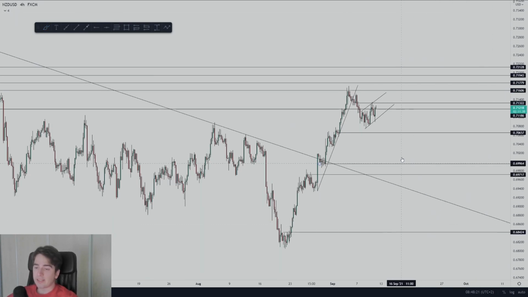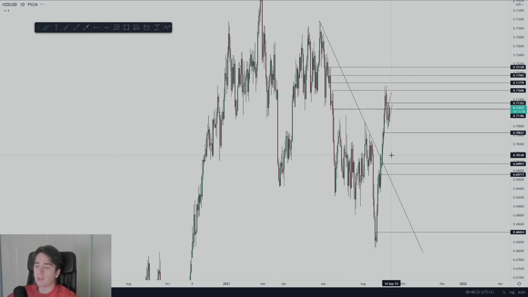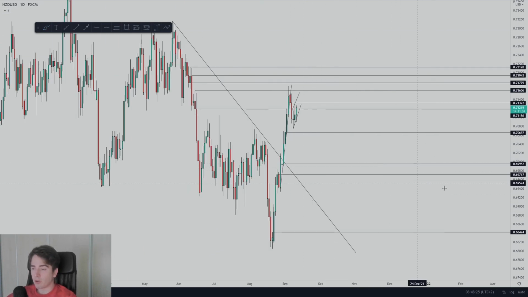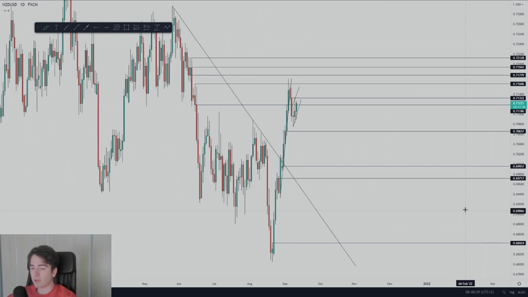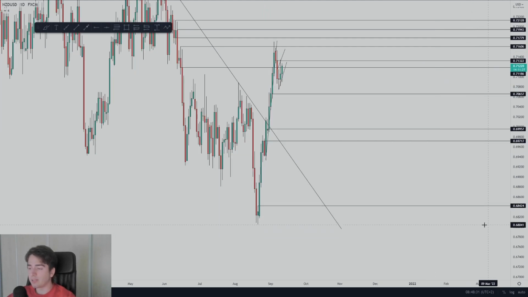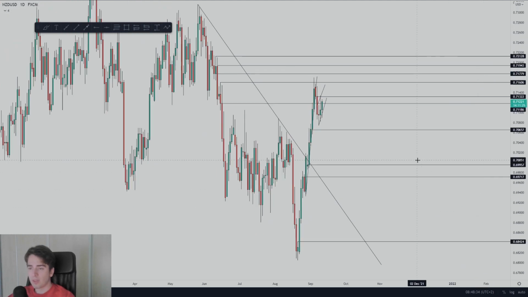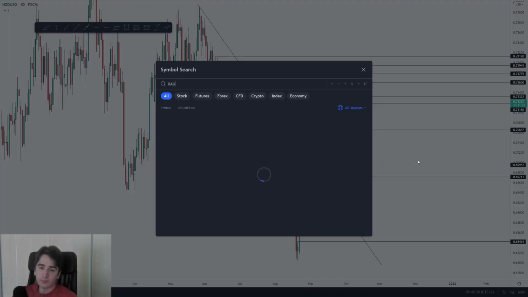If we do start tanking down lower, then I will be looking for longs once we reach my levels down below over here at 69,957 and 69,717, and the lowest level being 68,424. So yep, that's NZDUSD for you. Let's head over to our last pair, which is gold.